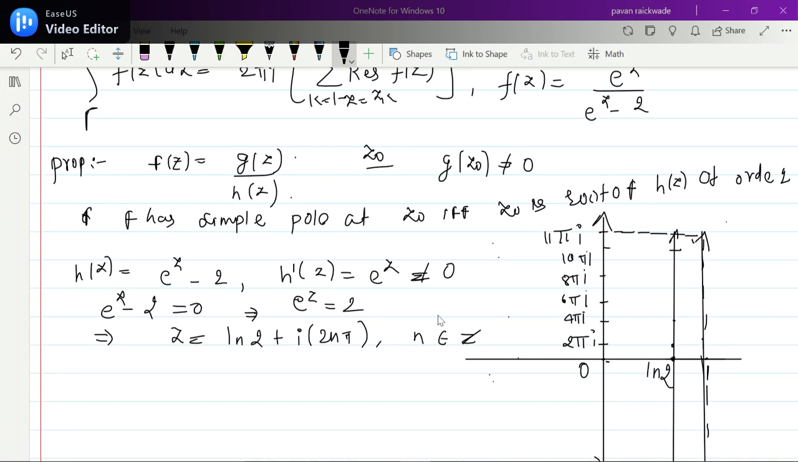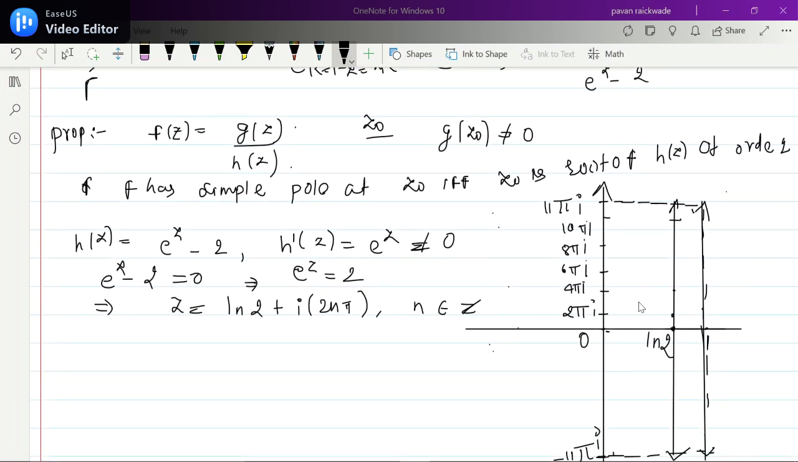The roots in our region are the ones we need, because of the Cauchy residue theorem. Let's check what n can be. The roots lie on the straight line x = ln 2. If I manually plug in values of n, the roots are ln 2, then ln 2 + 2πi, then ln 2 + 4πi, and so on up to ln 2 + 10πi.